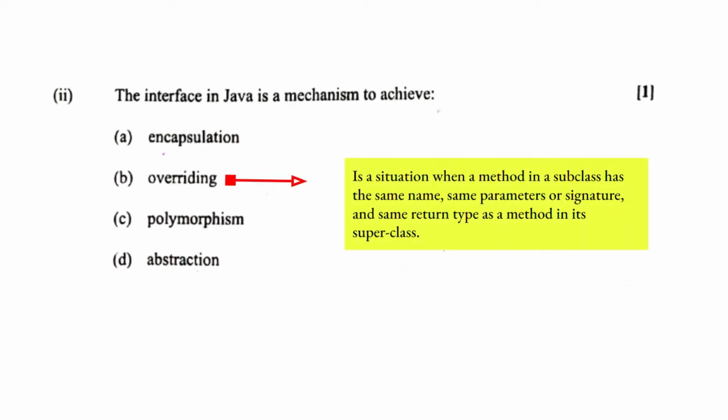Overriding is the situation when a method in a subclass has the same name, same parameters or signature, and of course the same return type as a method in its superclass. Right? If you are creating a subclass and you are creating a method with the same specification, same name, you have already a method in the superclass, that means you are demonstrating function overriding.